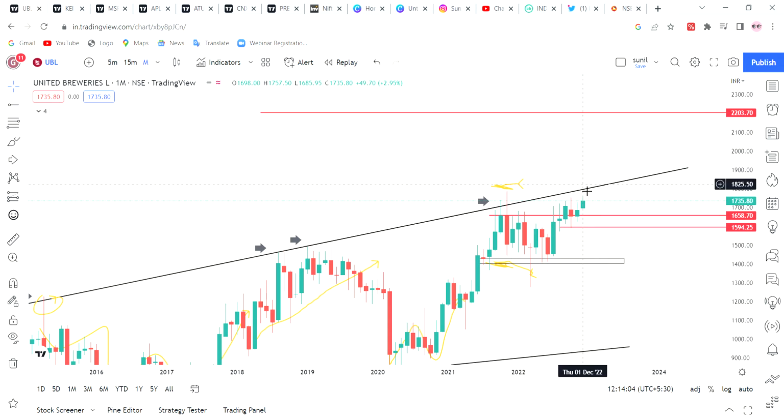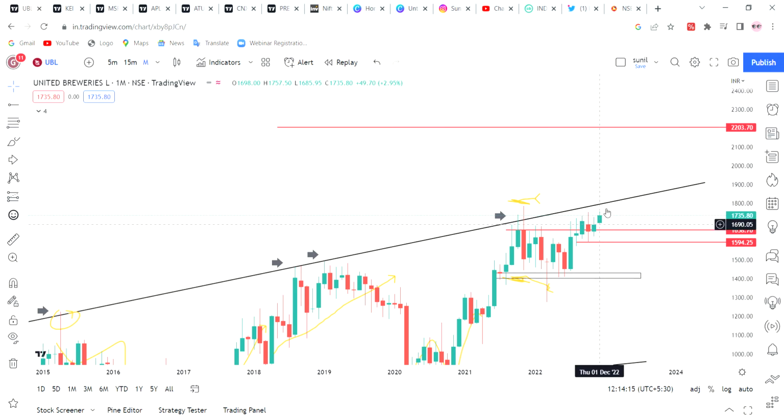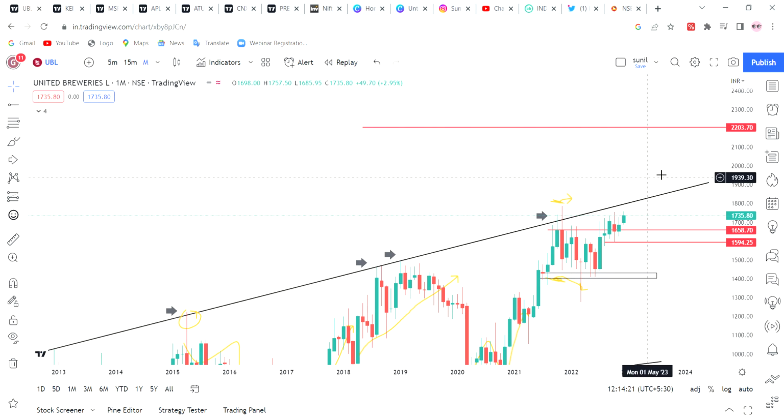If the price gives a breakout above this level, we can keep our stop loss below 1660, or the safe stop loss would be around 1590. No problem for that. And we will enter after the trend line breakout, and our target will be 2200. Okay, this is the first chart.